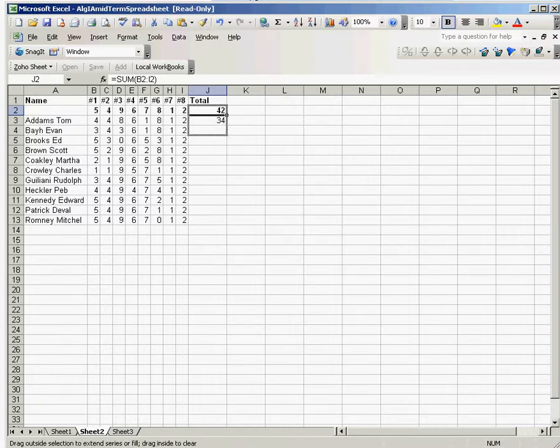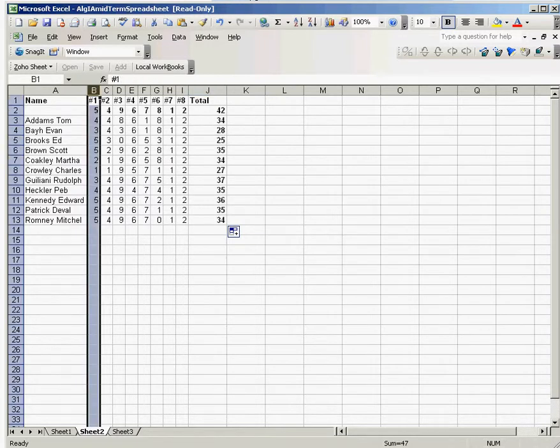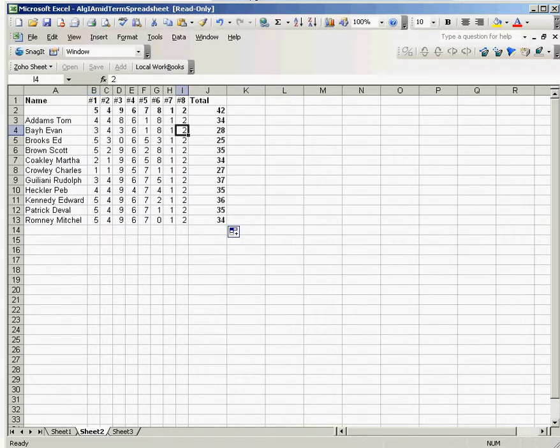When I pull this all the way down to Mitt Romney, you'll notice that it adds up all of the terms. For instance, Tom Adams got a 34 out of a possible 42 points. Up here it's the sum of B3 to I3. This one here is the sum of B4 to I4, and it goes all the way down like that, and we got the various numbers.